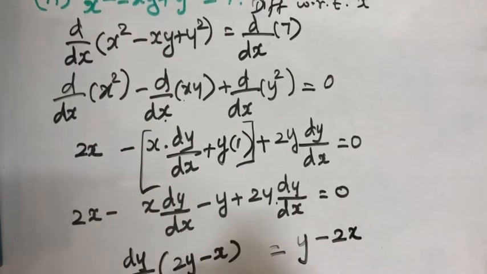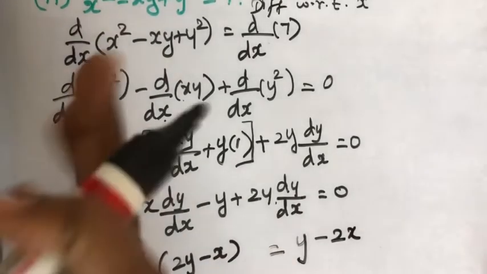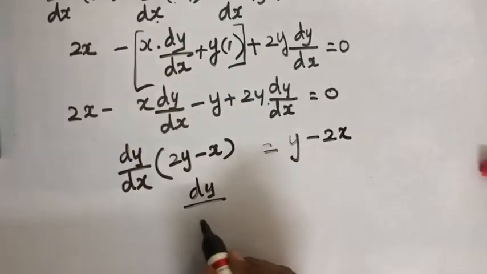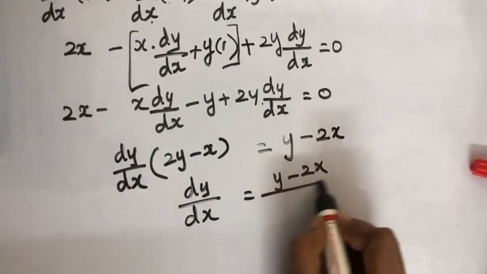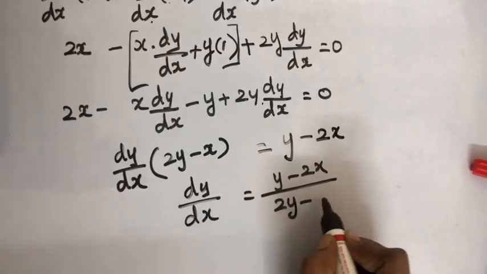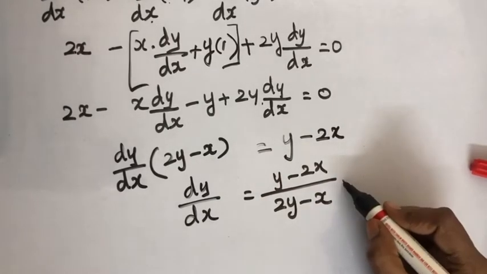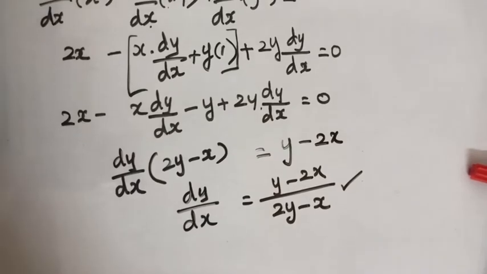So, dy by dx is equal to y minus 2x divided by 2y minus x, and this is the differentiation.